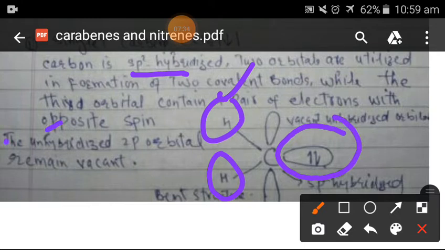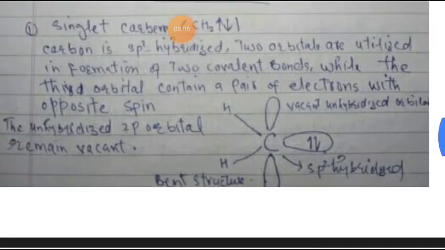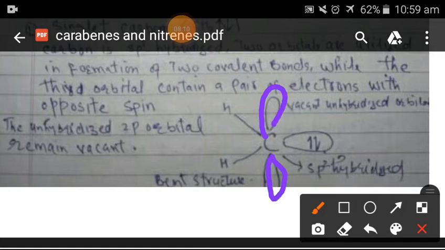So you know that in sp2 hybridization, three orbitals are formed. Two hybrid orbitals form covalent bonds with these monovalent hydrogen atoms, or any monovalent atom, and the remaining hybrid orbital carries the pair of electrons with opposite spin. So the pair of electrons is present in the same orbital. Clear? And the other orbital, which is unhybridized and perpendicular to the hybridized orbitals, remains vacant. So this is a vacant unhybridized orbital.